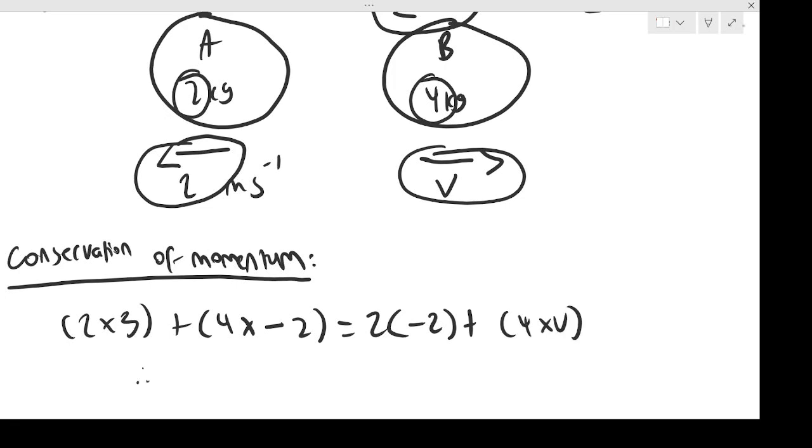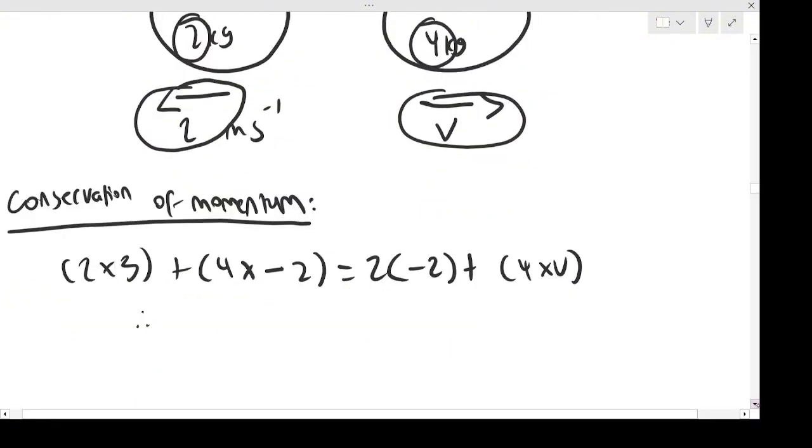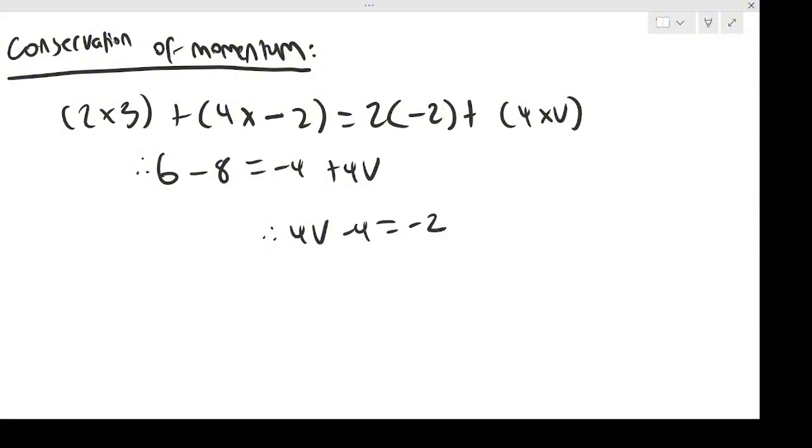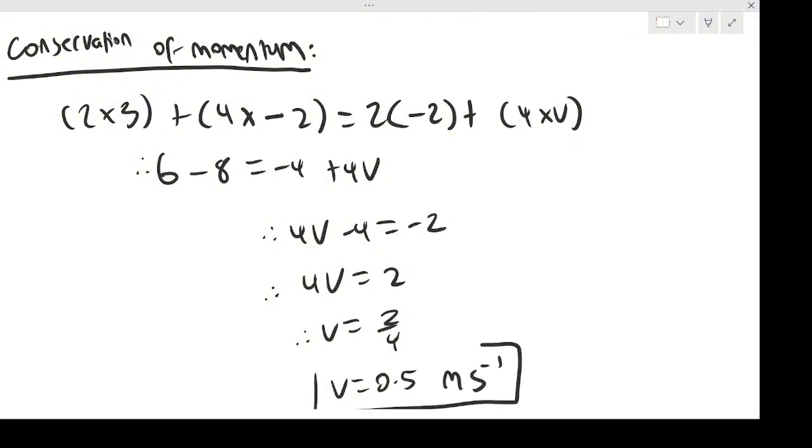And then if we simplify this, we get 2 times 3 is 6. 4 times minus 2 is minus 8. Then 2 times minus 2 is minus 4. And then 4 lots of V. So therefore 4V minus 4 is going to be minus 2. Then if we add 4 to both sides, we get 4V is 2. Then V divided by 4, you get 0.5. And there we are. That is the speed V there.